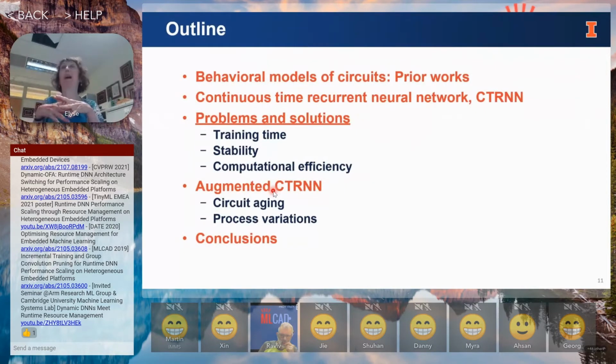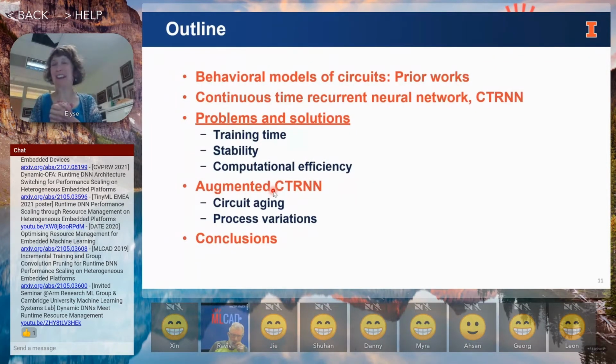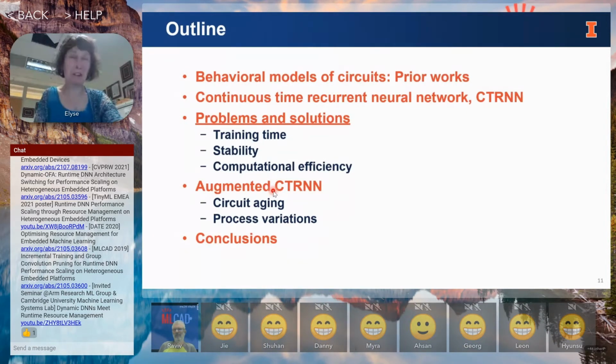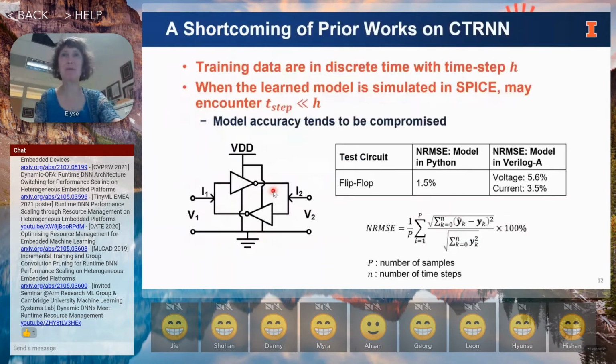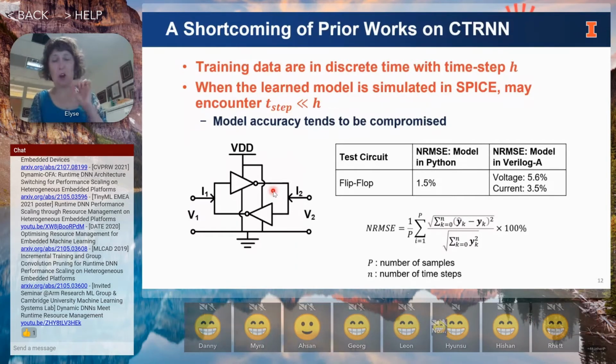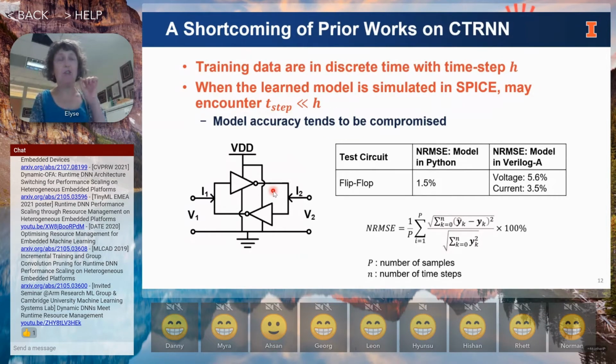All right, so I've sketched out a very rosy picture, and you might wonder why everyone and her sister aren't yet using these models for transient simulation. Well, there are some technical hurdles that have to be overcome, and we'll discuss those next. One issue is that even though we are learning a continuous time model, the training data are in discrete time with some time step I'll refer to as H. When we simulate that learned model using our SPICE-type simulator, there'll be adaptive time steps.